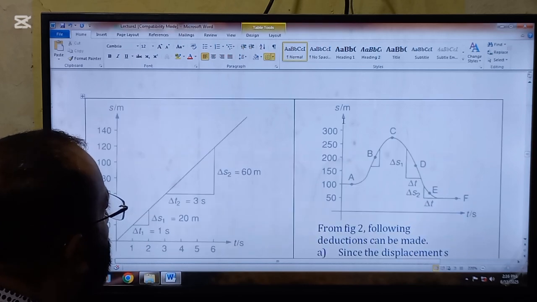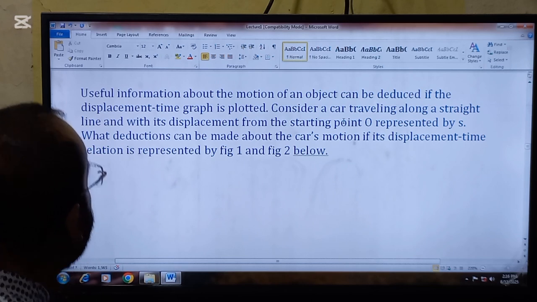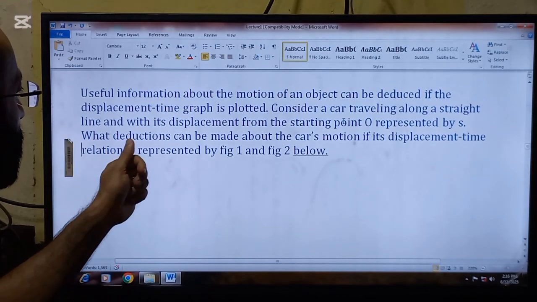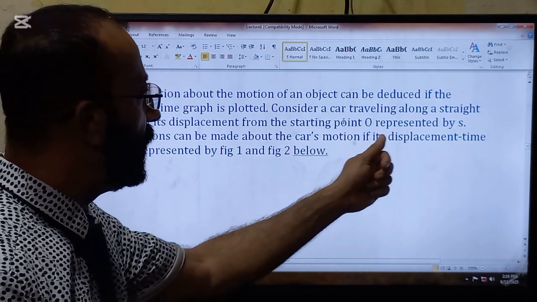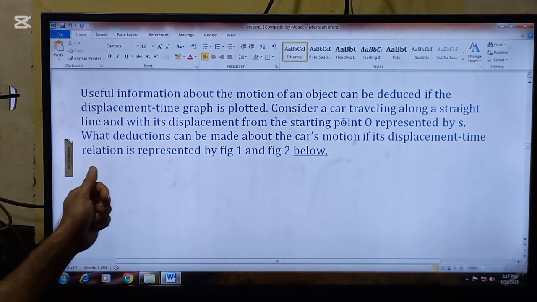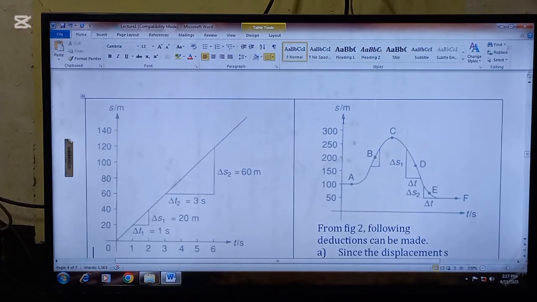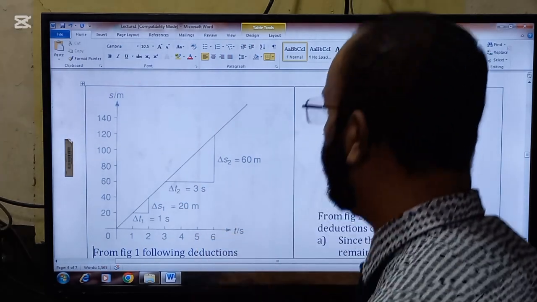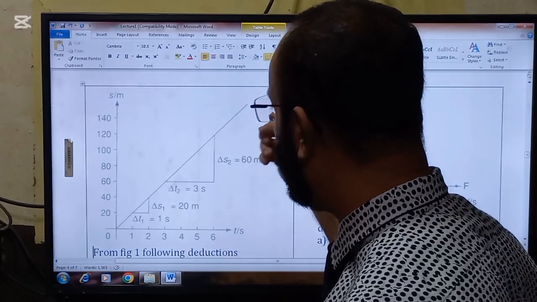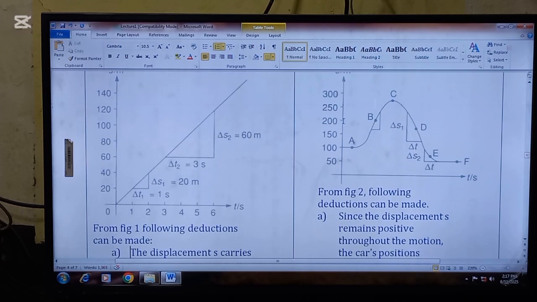Useful information about the motion of the object can be deduced if the displacement time graph is plotted. Consider a car traveling along a straight line, with its displacement from the starting point O represented by S. What deduction can be made about the car's motion if its displacement time graph is represented by figure 1 and figure 2? So look now again, if the graph is of this form, this is figure 1, a straight line graph going gradually upward. So look now, from figure 1, the following deductions can be made.